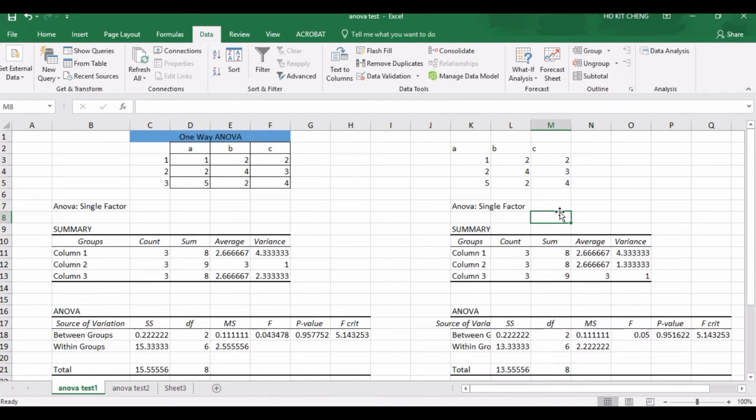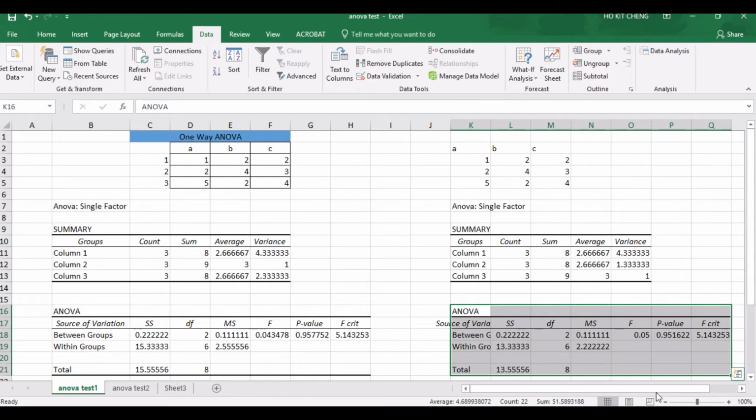Then here, as we see, this one is exactly the table that I did. Take a look. For column 1, there are 3 numbers, and the average is 2.66, and the variance is 4.33, and so on. We can check. Here is the information of our 3 groups of data. And the following table is the one-way Anova table, which includes the information between the groups and within the groups. And here is the total.